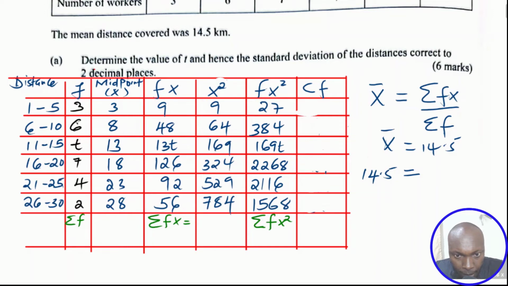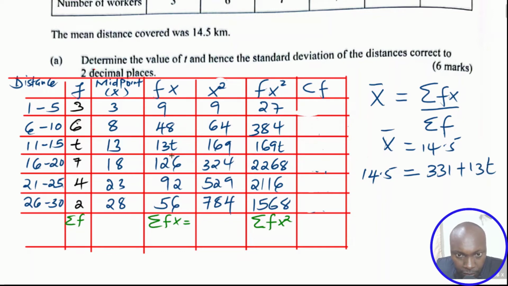9 plus 48 plus 13t plus 126 plus 92 plus 56. So 9 plus 48 plus 126 plus 92 plus 56 plus 13t. This will give 331. Let me not write it there, I can write it later on. So this one will give 331 plus 13t.